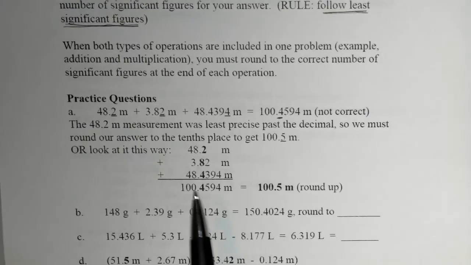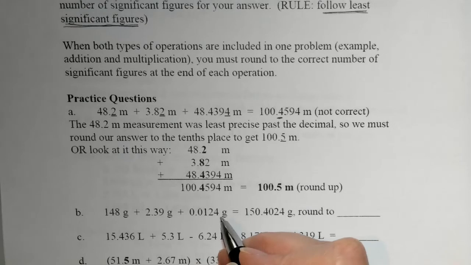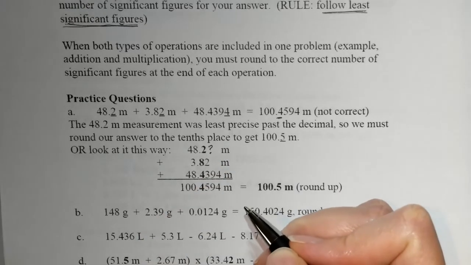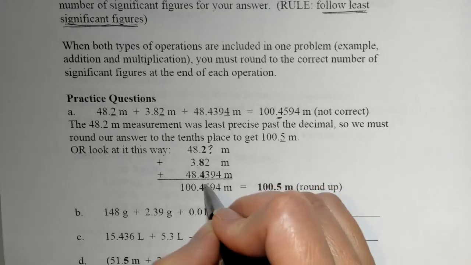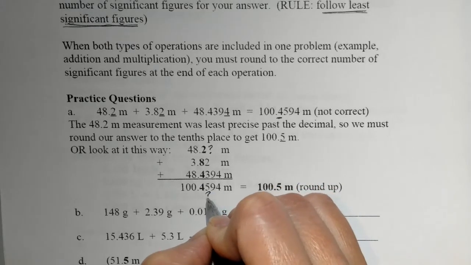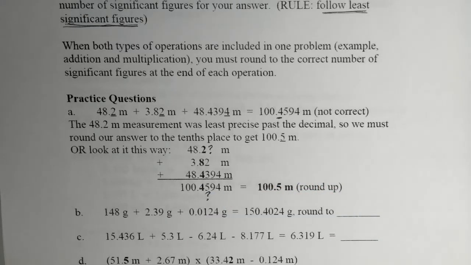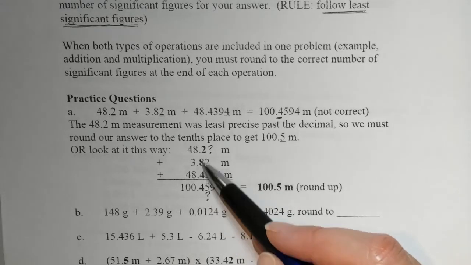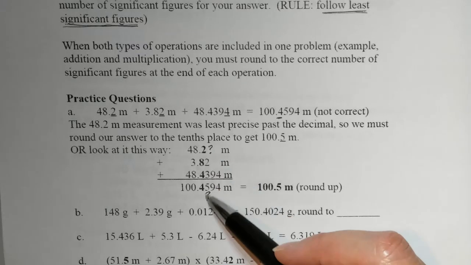If it helps you, you can line your numbers up this way, like, stack them. Because the idea is, with addition and subtraction, if I couldn't measure what was past the 2 on the first measurement, then I can't really say for sure that that 2 plus 3 is going to stay a 5, right? I don't know, because I couldn't measure that. So you can only go as far in your answer as your least precise measurement allows you to go. So with regard to the decimal place, we'd have to stop here at the 100.4.